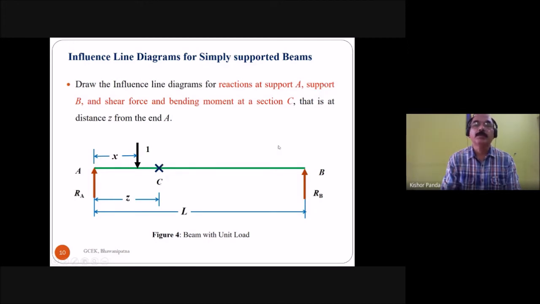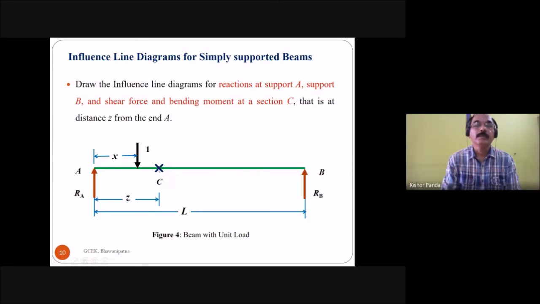This is a simply supported beam. The ends of the simply supported beam are A and B, the reaction at end A is RA, and the reaction at end B is RB. This is the unit load moving across the beam. When the unit load is present at a distance x from the support A, you have to find out the shear force and bending moment at a section C, and for that you have to draw the influence line diagram.